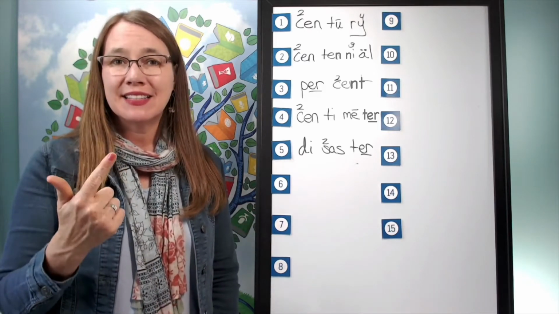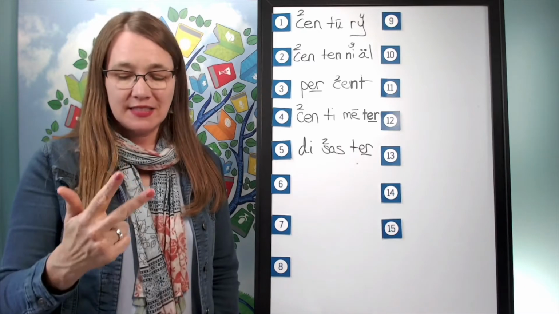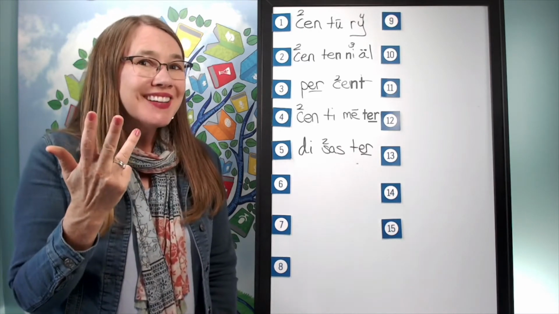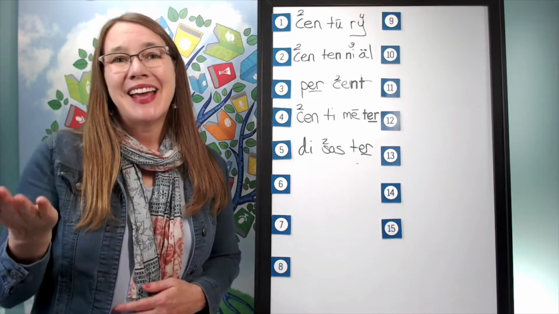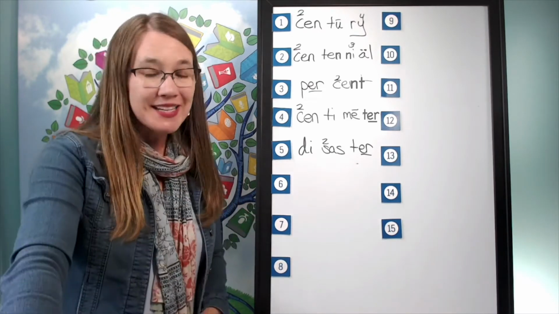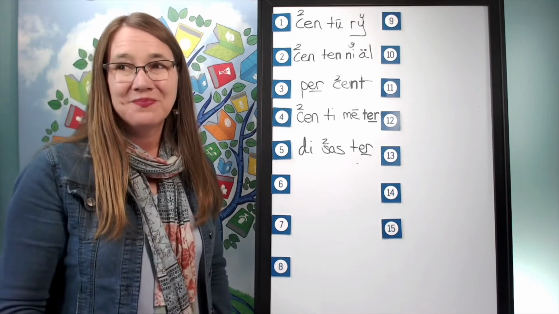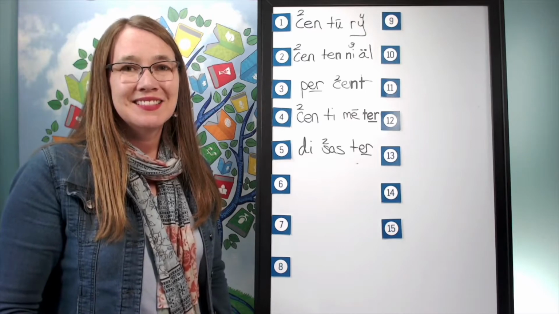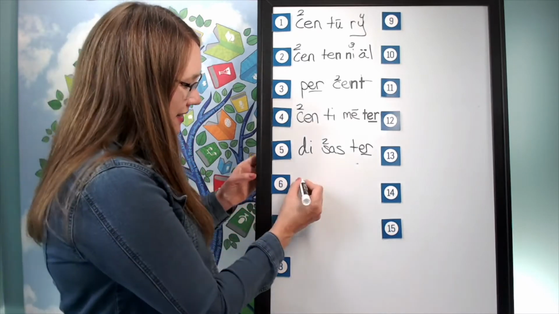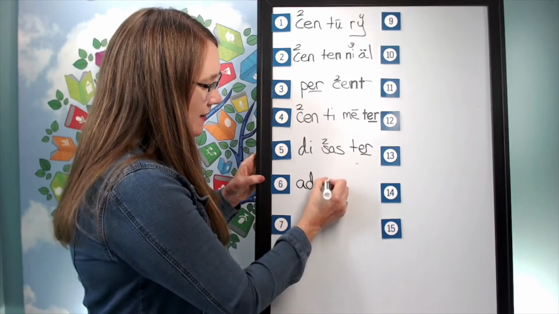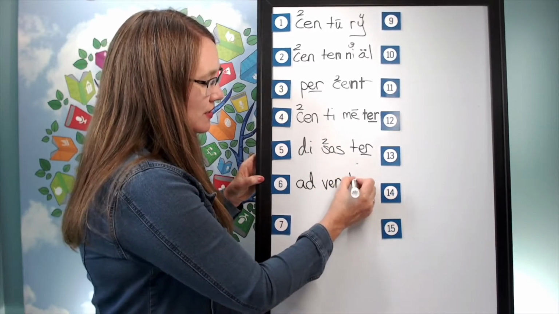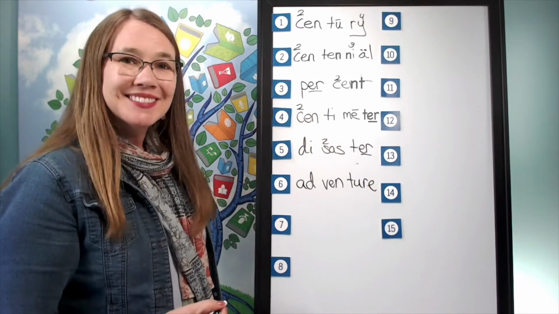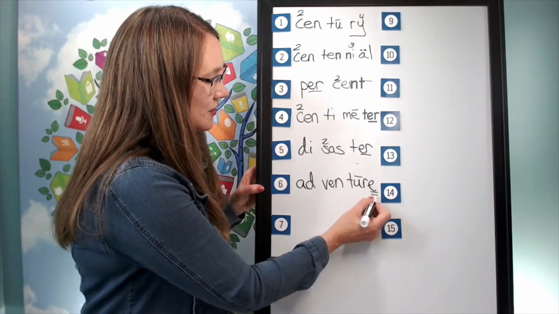Ad. Ven. V-e-n. Tuer. T-u-er. Silent final E. Go ahead and write adventure, sounding it out as you write it. And help me to write it. Adventure. T-u-er. Silent final E. How do we mark it? We'll put a line over the U and underline the E.